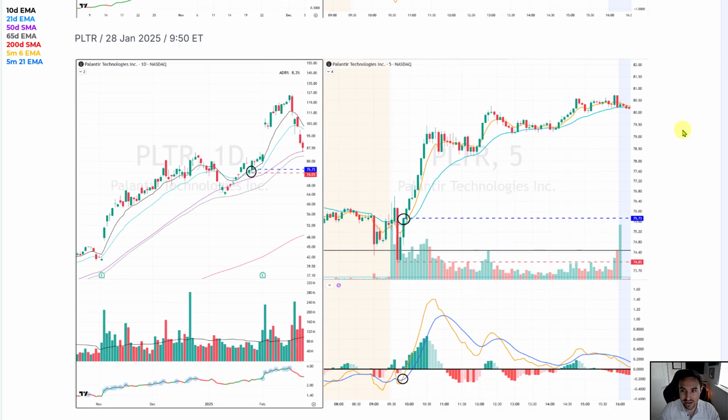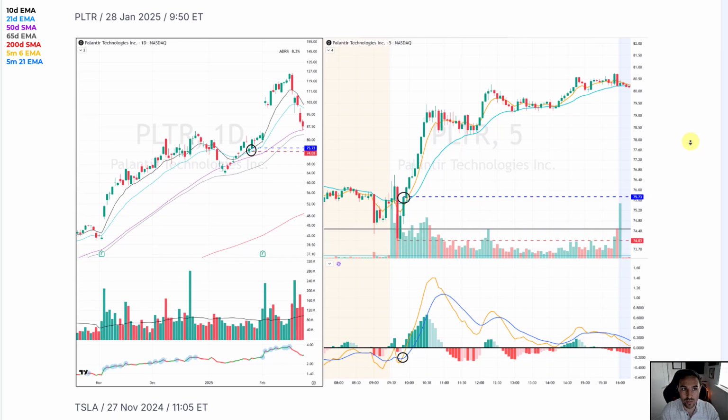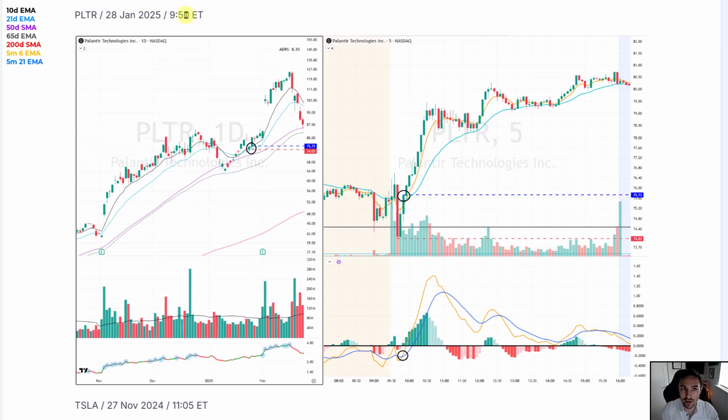Let's go with a fan favorite, PLTR. This is from the 28th of Jan, 2025, 9:50 Eastern time. So what do we see here? This is right off the 21-day EMA and 10-day EMA. It's building this little cup and handle type pattern. Something else that I look for is a lot of intraday relative strength. Don't really have the time to go into that in this video, but intraday relative strength at the time of an Immorello entry is so important.